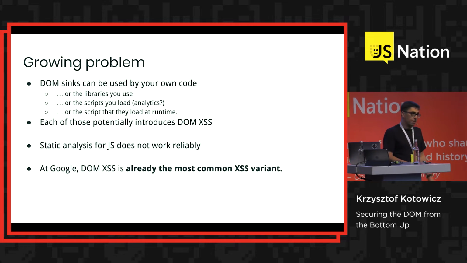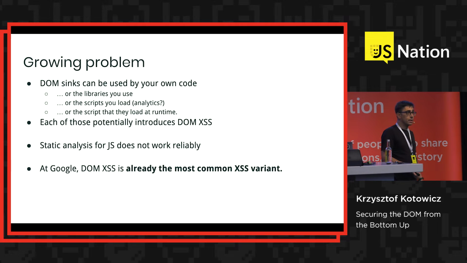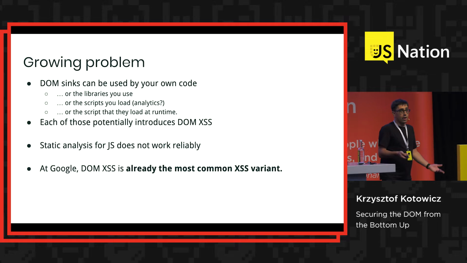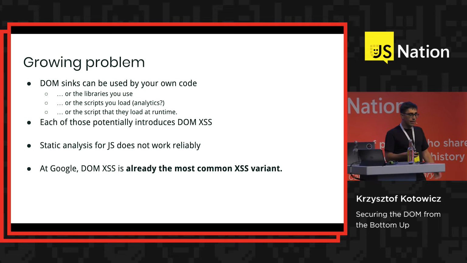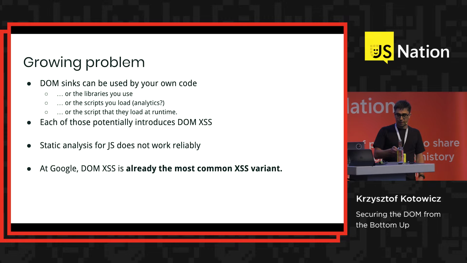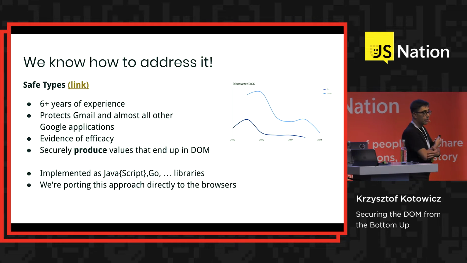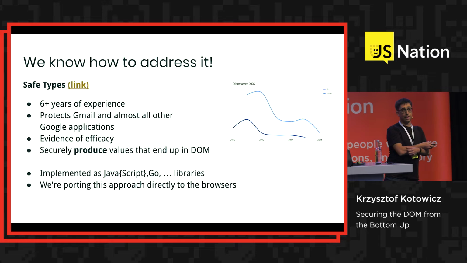And yeah, the data shows that in practice, DOM XSS is pretty prevalent as a vulnerability. It survives all our multi-year efforts to combat it. At Google, it is already the most common XSS variant, as I said. Thankfully, we do know how to address it. In general, at Google, we use an approach called safe types.